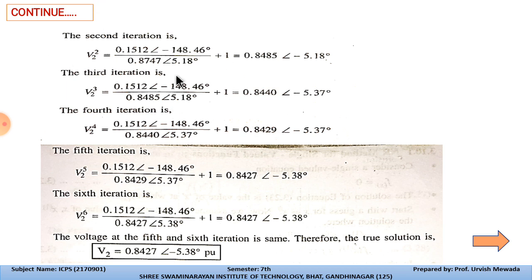By putting all the values of the previous iterations, that is the previous V2s, we can find the values of the consecutive iterations. In the fifth iteration, after putting the values, the answer is 0.8427 at angle minus 5.38. In the sixth iteration, by putting all the values, you can see that the answer is again 0.8427 at angle minus 5.38. After the decimal, the four numbers are the same. So the voltage at the fifth and sixth iteration is the same. Therefore the true solution is V2 equal to 0.8427 at angle minus 5.38.